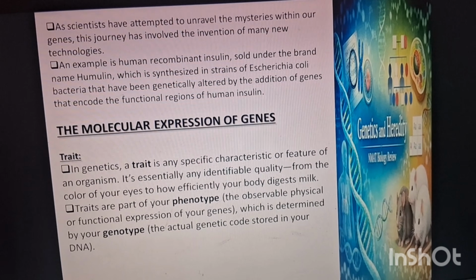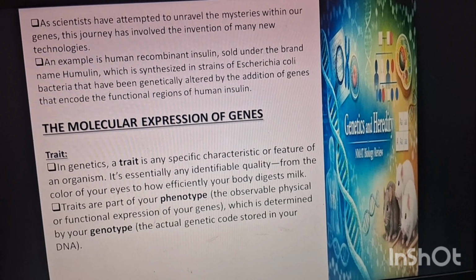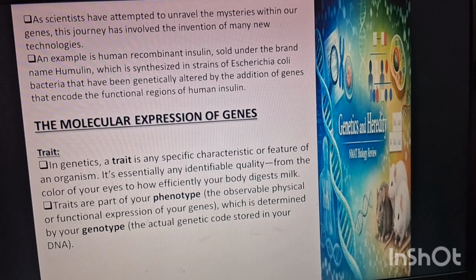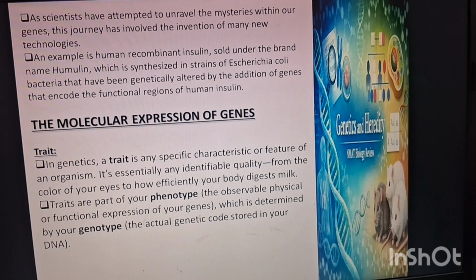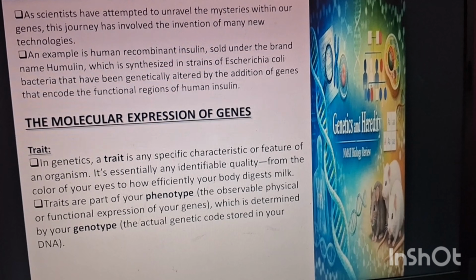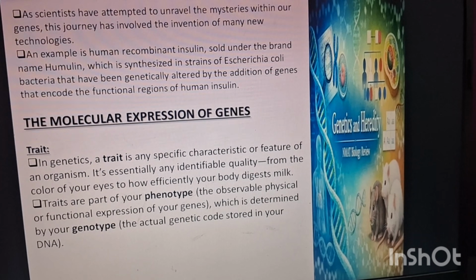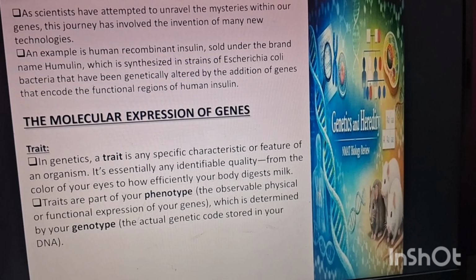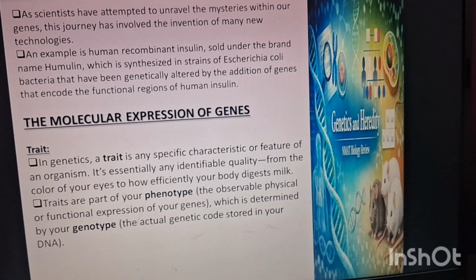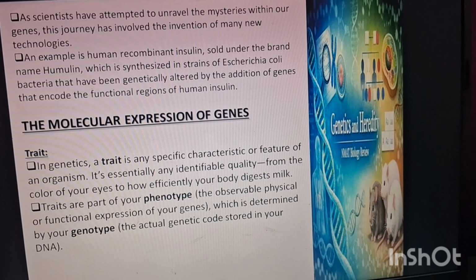Next, as scientists have attempted to unravel the mysteries within our genes, this journey has involved the invention of many new technologies. An example is human recombinant insulin sold under the brand name Humulin, which is synthesized in strains of Escherichia coli, or E. coli bacteria, that have been genetically altered by the addition of genes that encode the functional region of human insulin. Next, the molecular expression of genes.